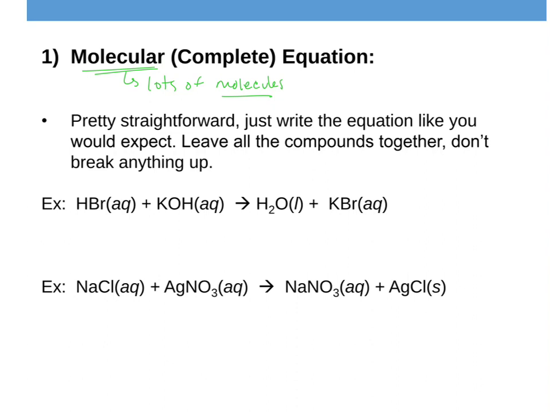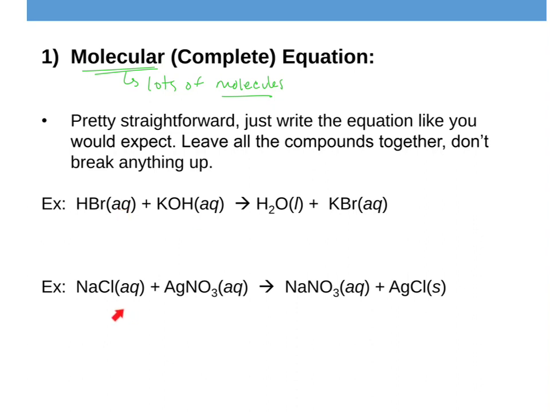So it's pretty straightforward. You just write the equation like you'd expect. Leave all the compounds together. You don't break anything apart. So here's the example of that first one I showed you on the previous slide. Hydrobromic acid, potassium hydroxide makes water and potassium bromide. You just leave them all together. You put aqueous, liquid, aqueous for the different species, depending on what they are. Again, we're in water, so aqueous would be appropriate for these.